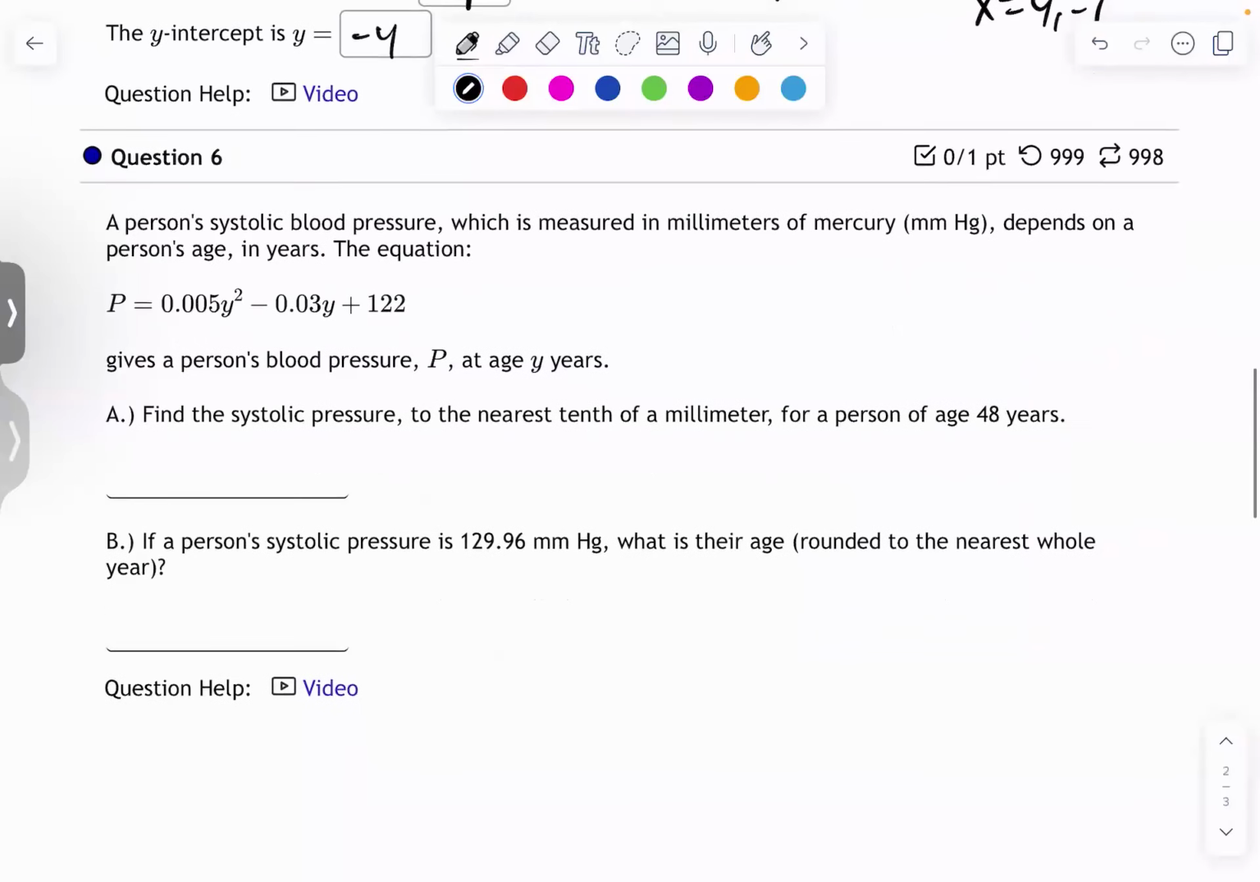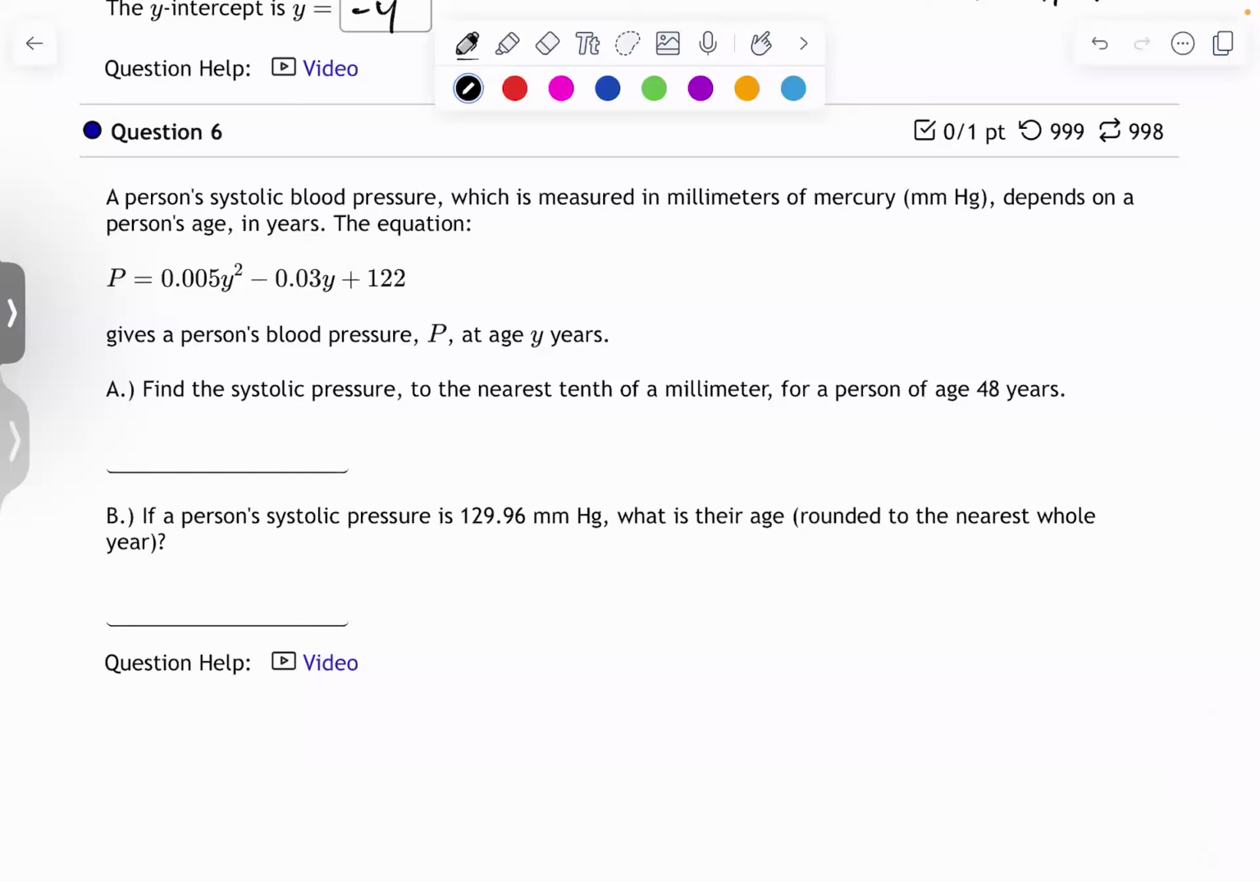All right, a person's systolic blood pressure, measured in millimeters of mercury, depends on a person's age in years. The equation P of y equals 0.005y squared minus 0.03y plus 122 gives a person's blood pressure P at age y years. Part A says find the systolic pressure to the nearest millimeter for a person of age 48 years. Okay, so this is P of 48, which is going to be 0.005 times 48 squared minus 0.03 times 48 plus 122.